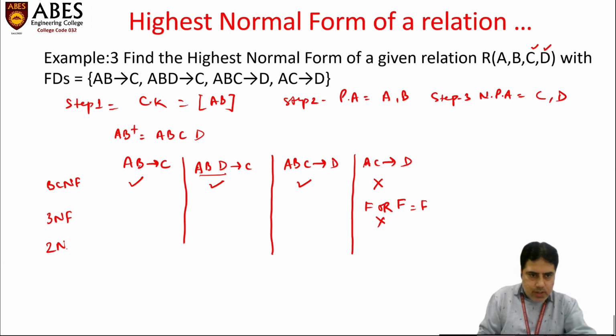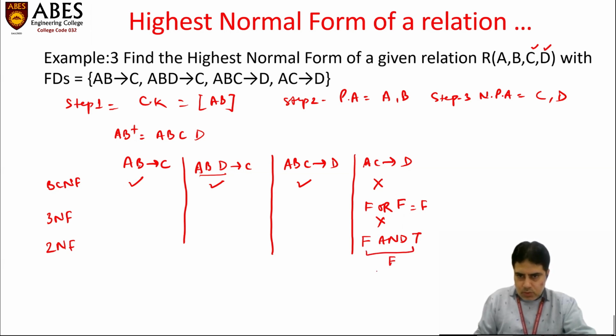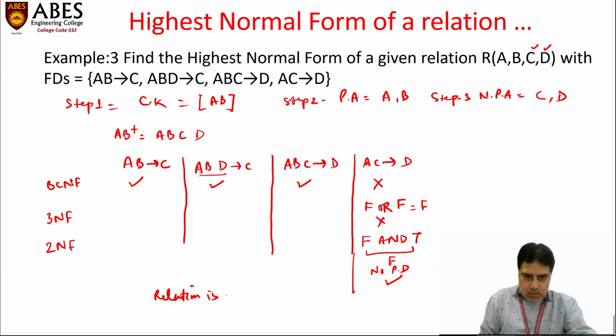Now check for 2NF. 2NF is the condition for partial dependency. The left-hand side should be a proper subset of the candidate key. Is this the proper subset? No, false, and the right-hand side should be a non-prime attribute. Yes, this is true. False and true will be false. So there is no partial dependency. So we can say that the given relation is in 2NF.